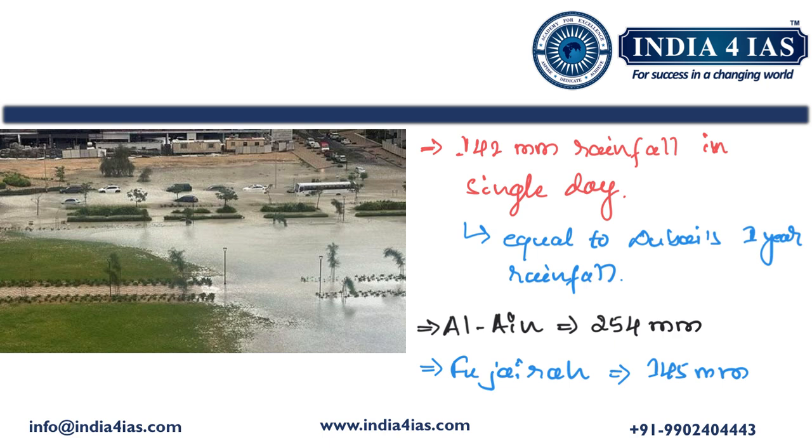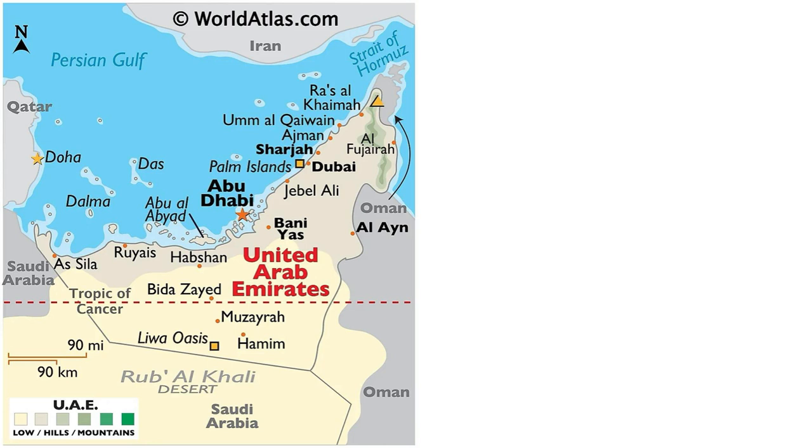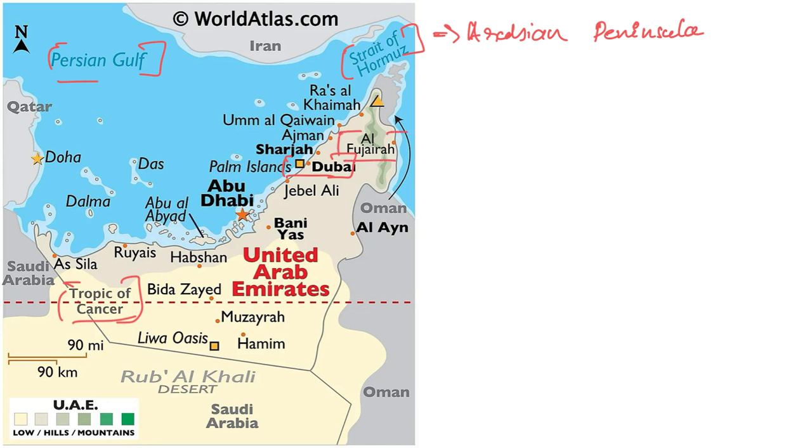Now we will try to locate these cities on the map of the UAE. This is the map of the United Arab Emirates. The UAE is located in the Arabian Peninsula. To the north of the UAE, we have the Strait of Hormuz, and we have the Persian Gulf here. Then the Tropic of Cancer passes through the United Arab Emirates. The cities which are in news because of the flood and heavy rainfall are, first, Dubai, which is located here. Then we also came across Fujairah city, that is Al Fujairah. It is located on the eastern coast. Then we have studied about Al Ain city. So these cities are in news because of the flooding.